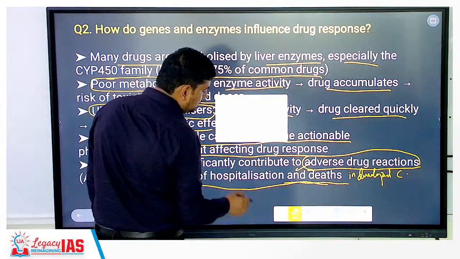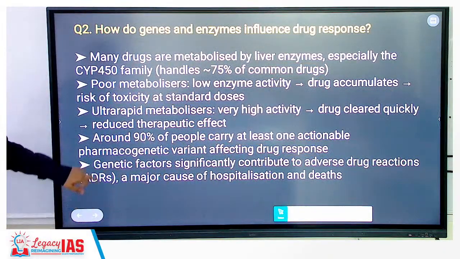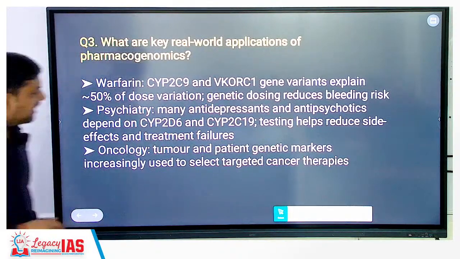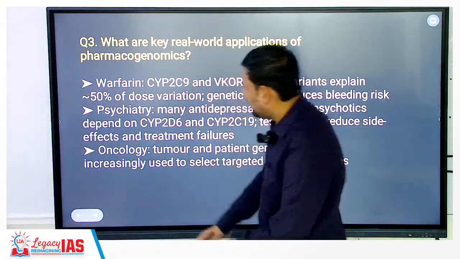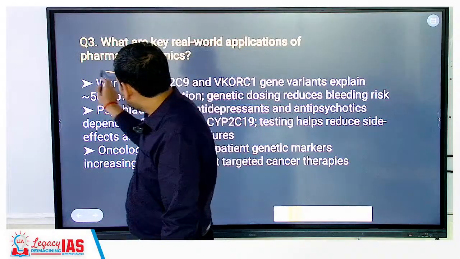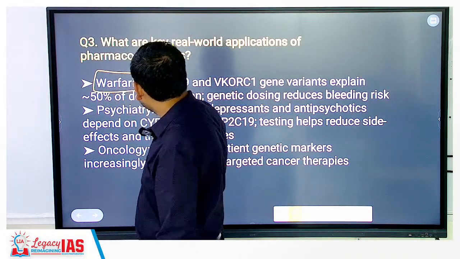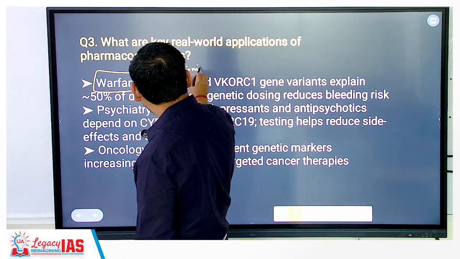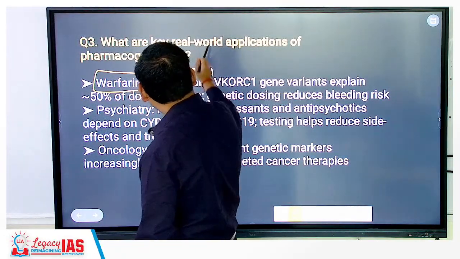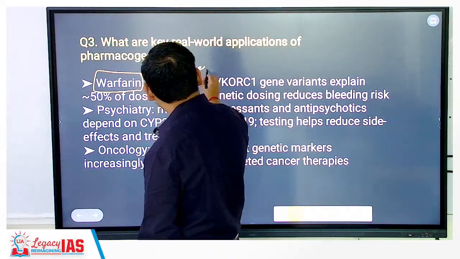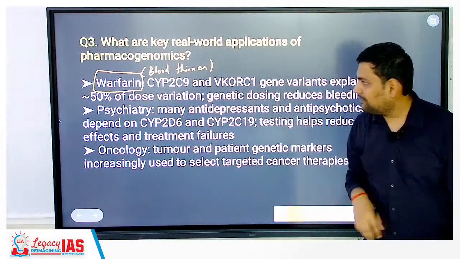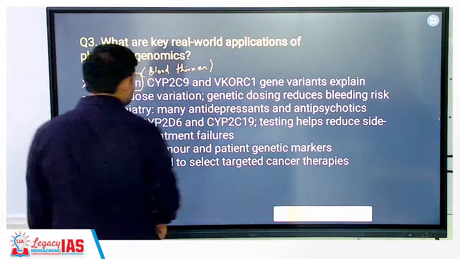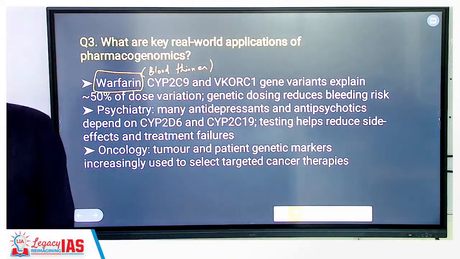Next, real world applications. Just name one, if you remember, it's good to quote. For example, warfarin. This is actually a blood thinning medicine, blood thinner only, you read. It was seen that there is 50% dosage variation between two different kinds of genes in people.